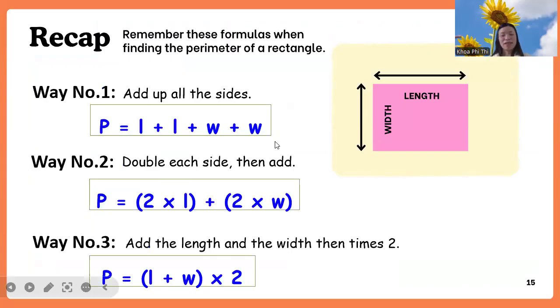Before we go, remember three ways to calculate the perimeter. Way number one, you add up all four sides. We can add length plus width, and so on. Way number two, double each side, then add. Look like this one. And way number three, add the length and width, then times two.